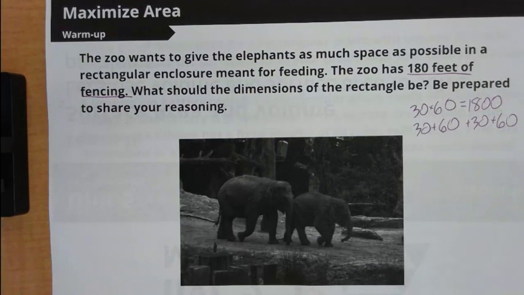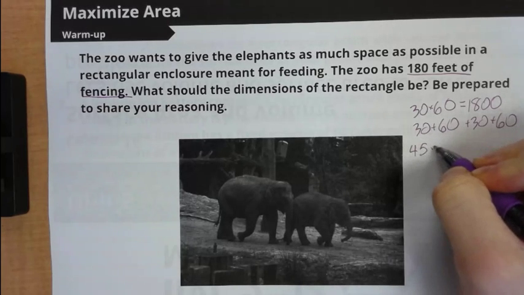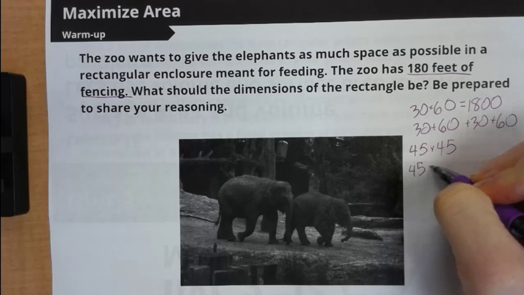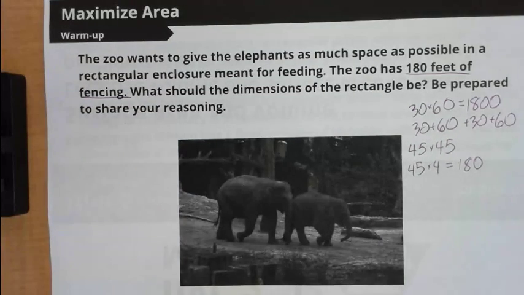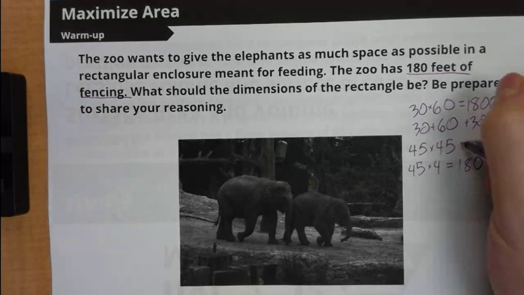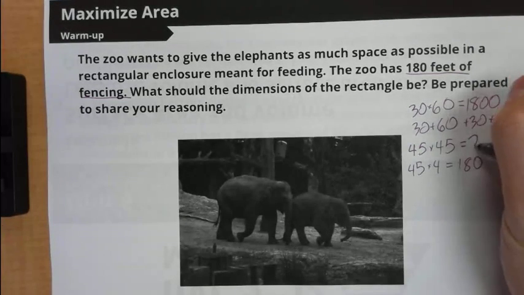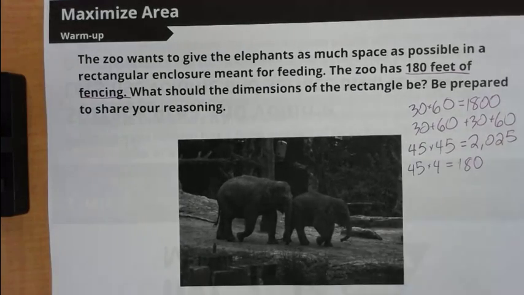There are other options, though. You could also do a square enclosure, which would be 45 by 45. That would be 45 times 4 for the fencing, which is 180 feet, so we had the right amounts. But 45 by 45 for area is going to be 2,025 square feet, which is a bigger amount.